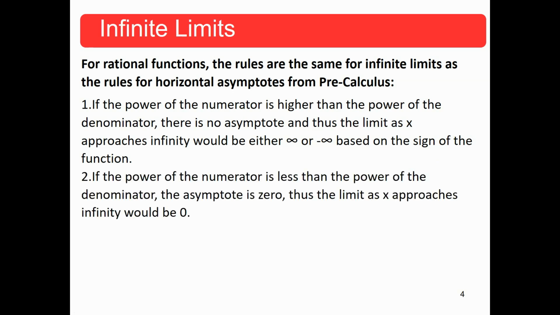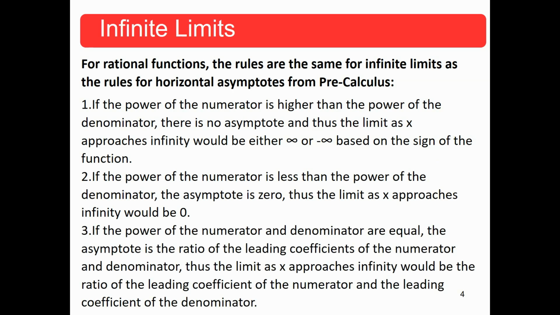So if the power of the numerator is less than the power of the denominator, then the asymptote is 0. Thus, the limit as x approaches infinity is also 0. If the power of the numerator and the denominator are equal, then the asymptote is just the ratio of the leading coefficients of the numerator and the denominator. Thus, the limit as x approaches infinity would be the ratio of the leading coefficient of the numerator and the leading coefficient of the denominator.